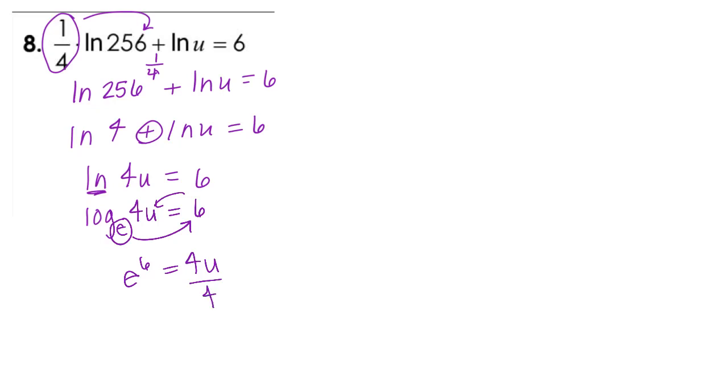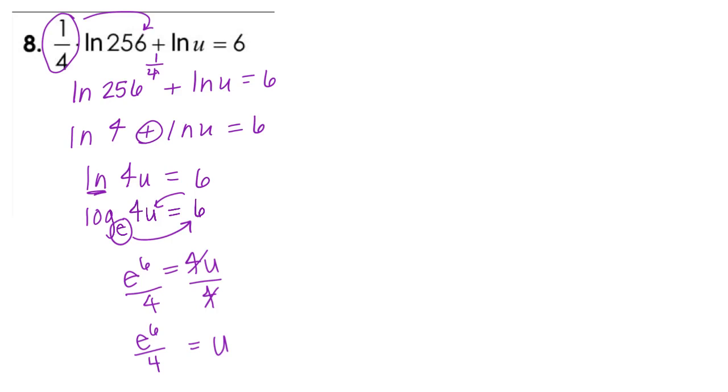And then dividing both sides by 4. And you can leave this in exact form or type it in the calculator. You have e to the 6th all over 4. And that is positive, and looking up here, that would be okay to have a value like that for u.